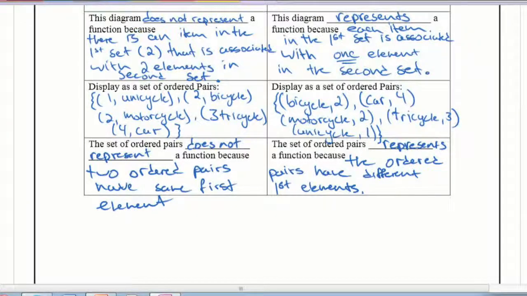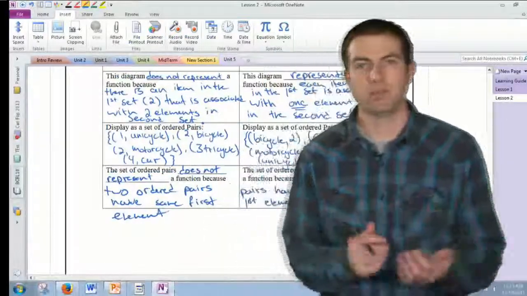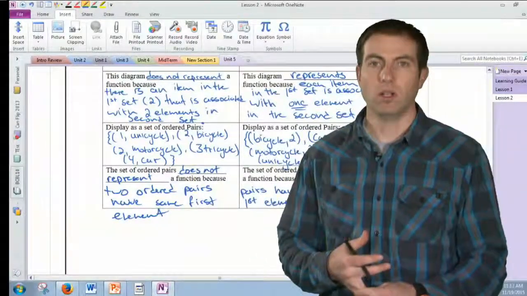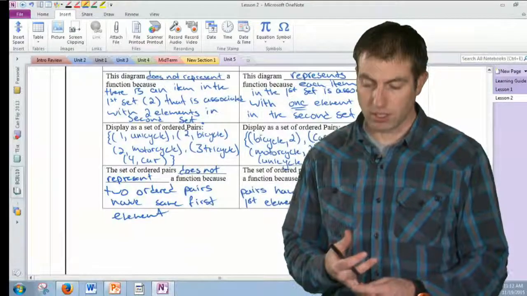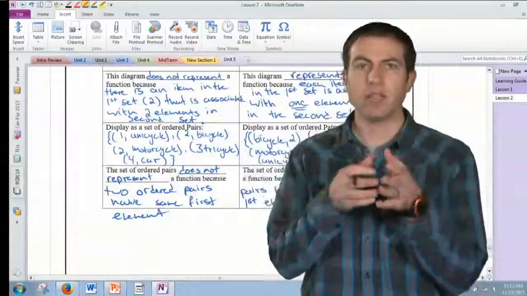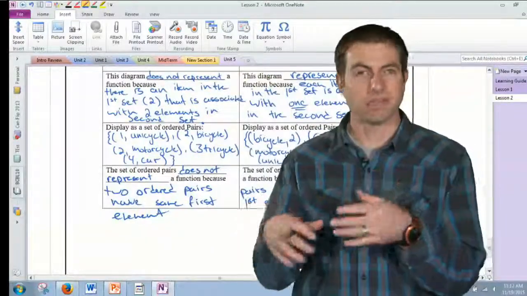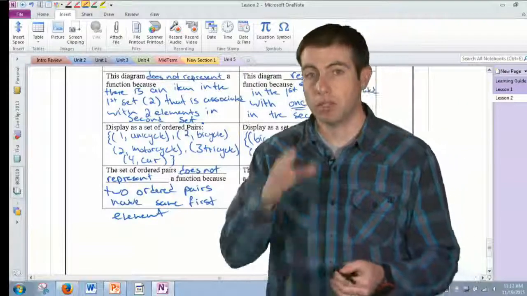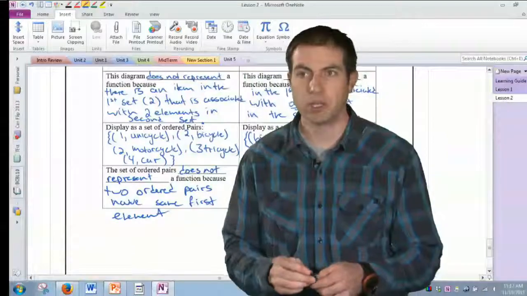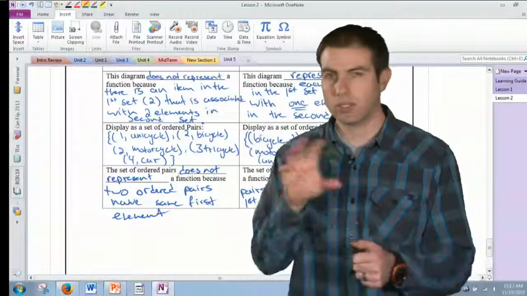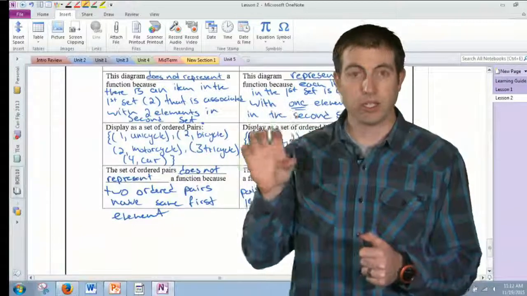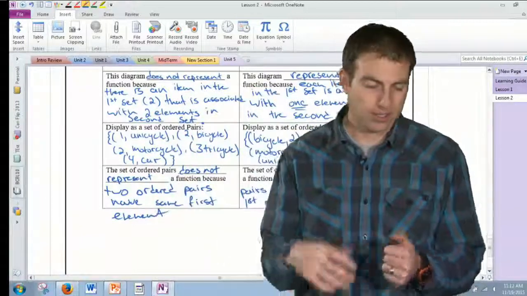So just kind of drawing a distinction between relations and functions, just looking at a simple example to get things started here, and we'll look at more complicated examples. But the idea is this: if the number in your first set goes to two different places, it's not a function. Remember we can represent these things many different ways, so it gets a little tricky. If it represents a function, then you're only going to one thing.